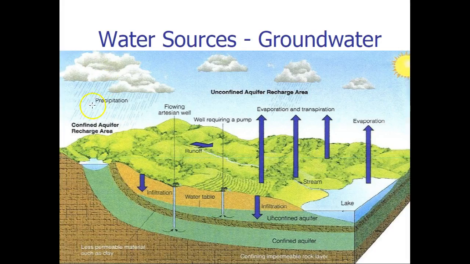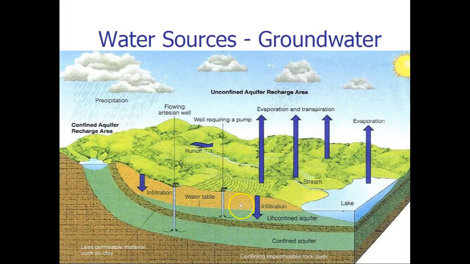So let's talk about this a little bit. We have what's called a flowing artesian well. And what an artesian well is, it goes down into the confined aquifer, which means it probably has been drilled, and the outlet is lower than the top of the inlet in that aquifer. Thus, it naturally pushes the water up. No pumps required.